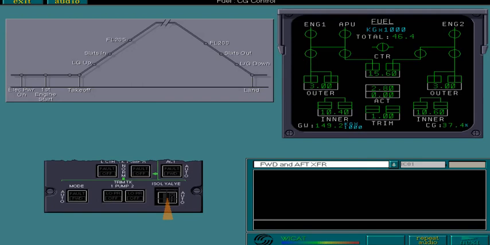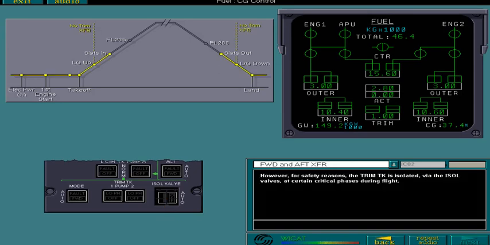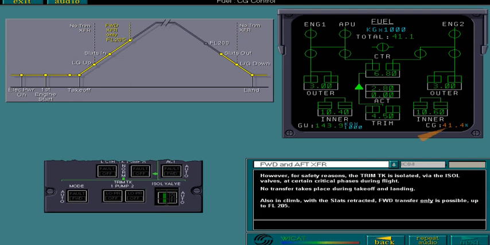However, for safety reasons, the trim tank is isolated via the isolation valves at certain critical phases during flight. No transfer takes place during takeoff and landing. Also, in climb, with the slats retracted, forward transfer only is possible up to flight level 205. Forward transfer is only allowed if the CG is too far aft.